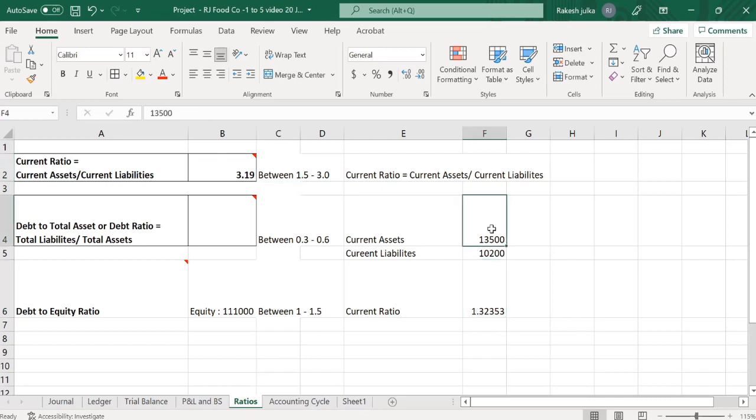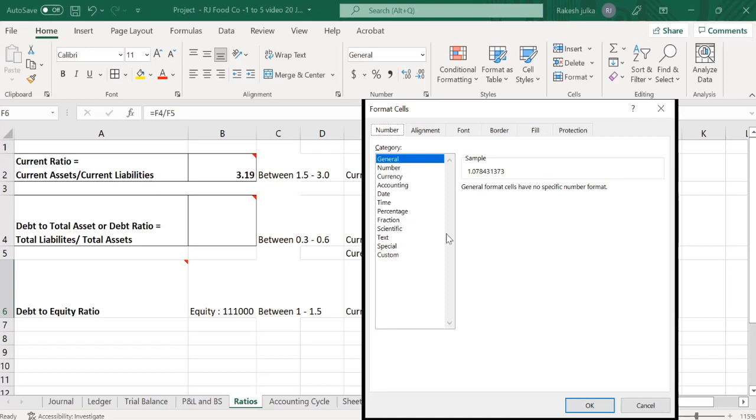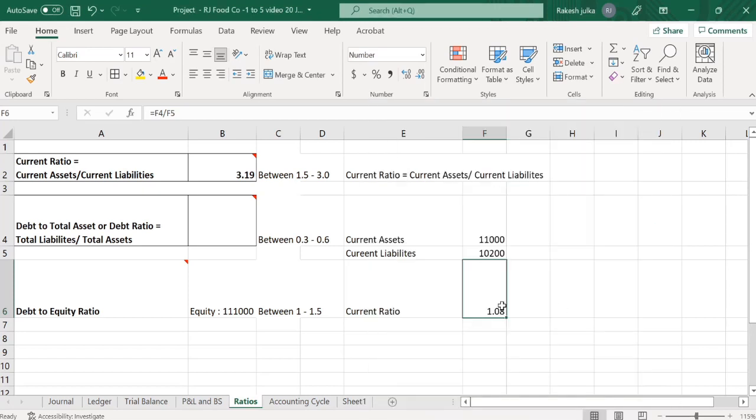If in case, let's say, I'm going to change one figure here, the current assets figure. I'm going to change this to 11,000. By changing the current assets figure, the current ratio has also changed to 1.07. I'm just going to make it two decimal points. So what I did, just right click on that, go to numbers and OK. So 1.08. This is also fine. But if in case I have written here 9,600, the ratio is 0.94, which is not so good.